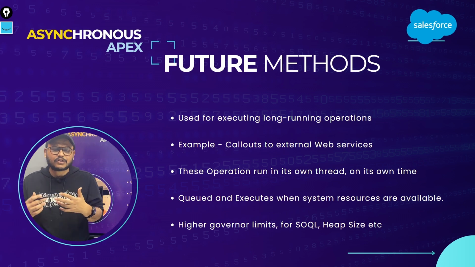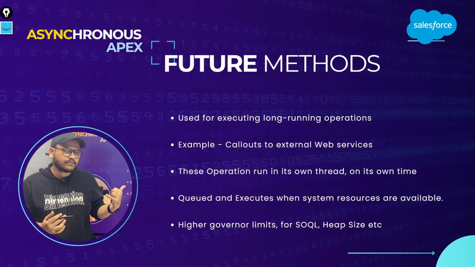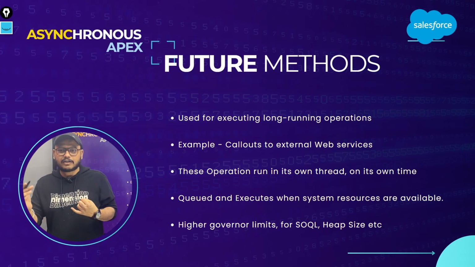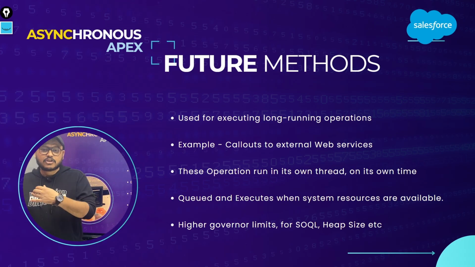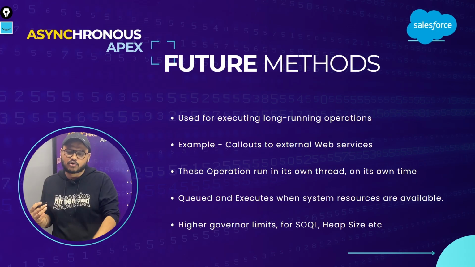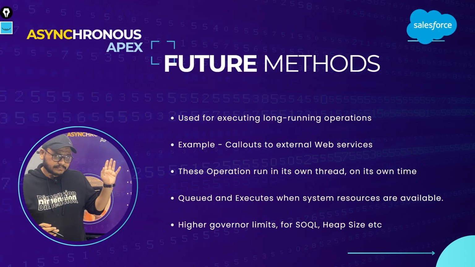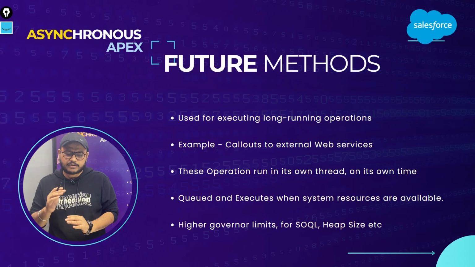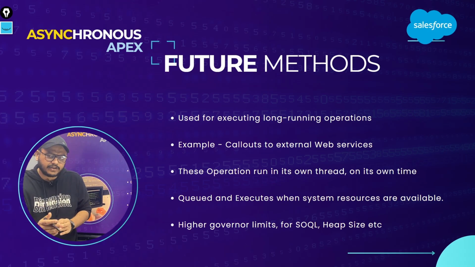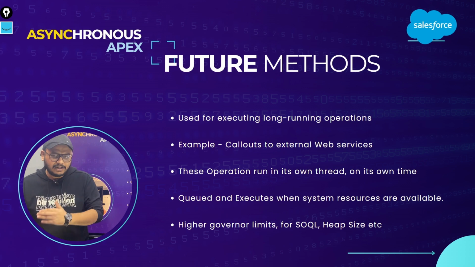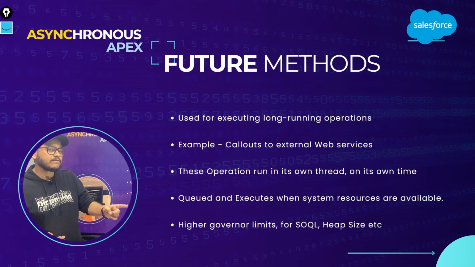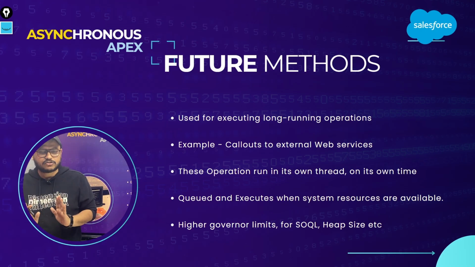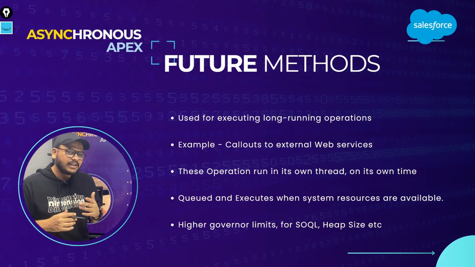So if you are thinking of executing a long running operation, you may use a future method. The advantage that you will have is, one, it will not interrupt or interfere in the execution of the synchronous Apex. So whatever is your most important logic which needs to get executed first, the future method will wait for its turn. It will wait for the system resources to become available. It is not going to interfere with the other synchronous logics. It will allow synchronous logic to get executed first, and once the synchronous Apex has got executed, then this will go and get executed. So it waits in the job queue and it gets executed only when the system resources become available.